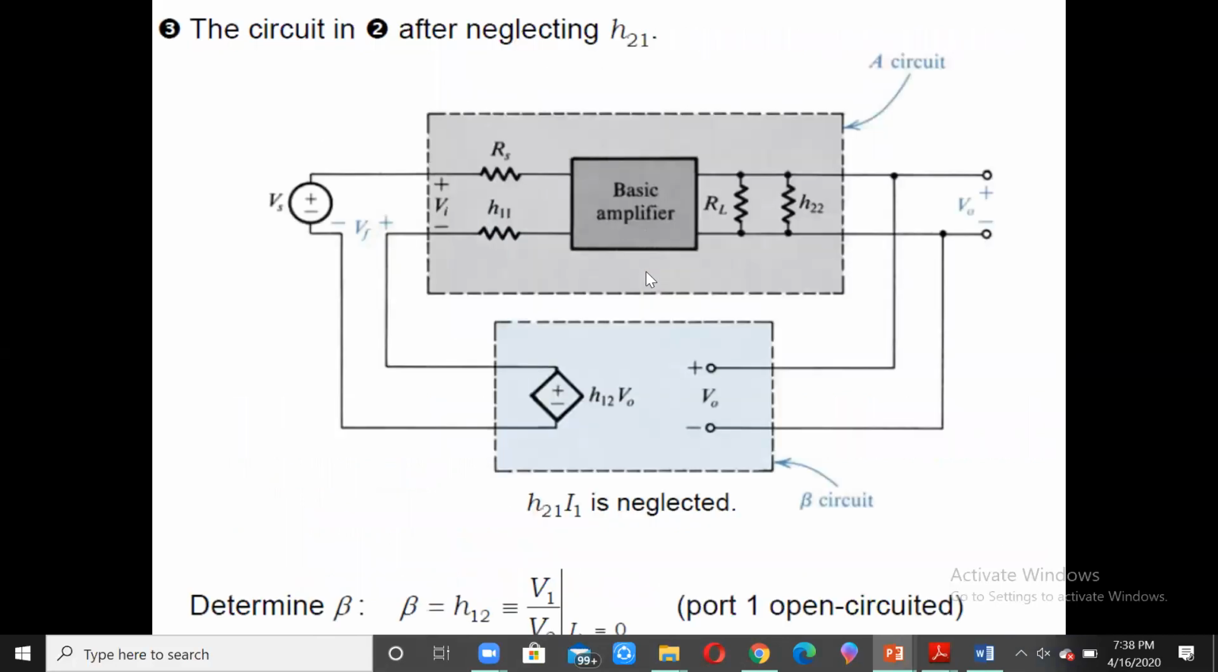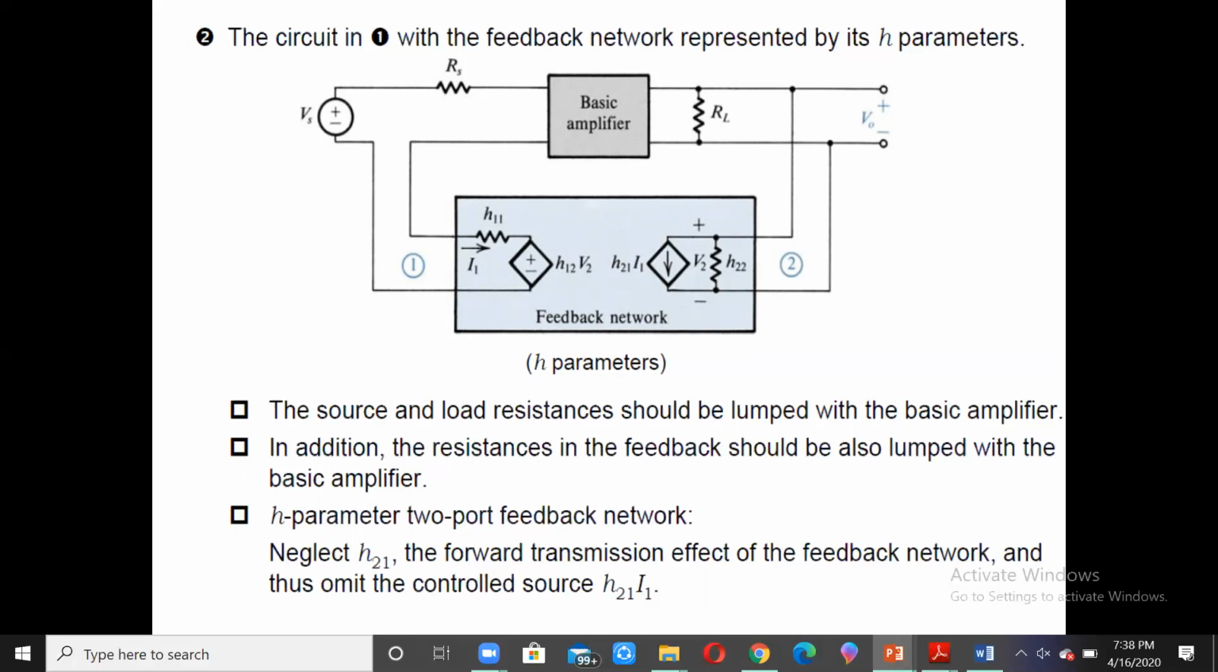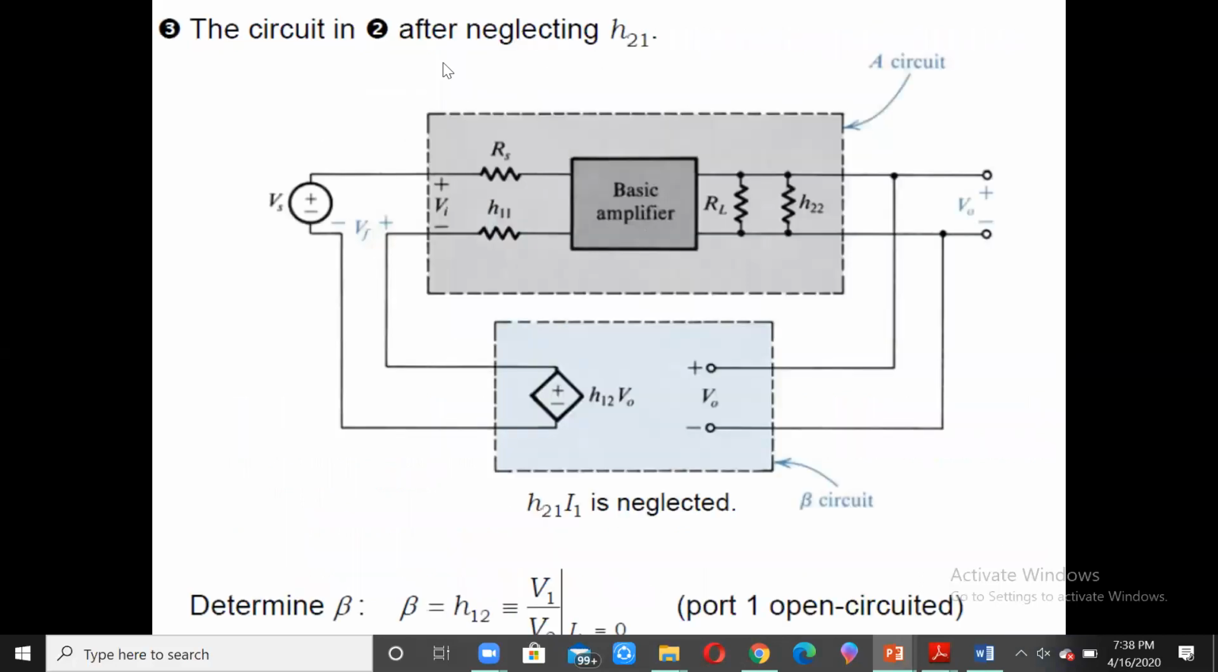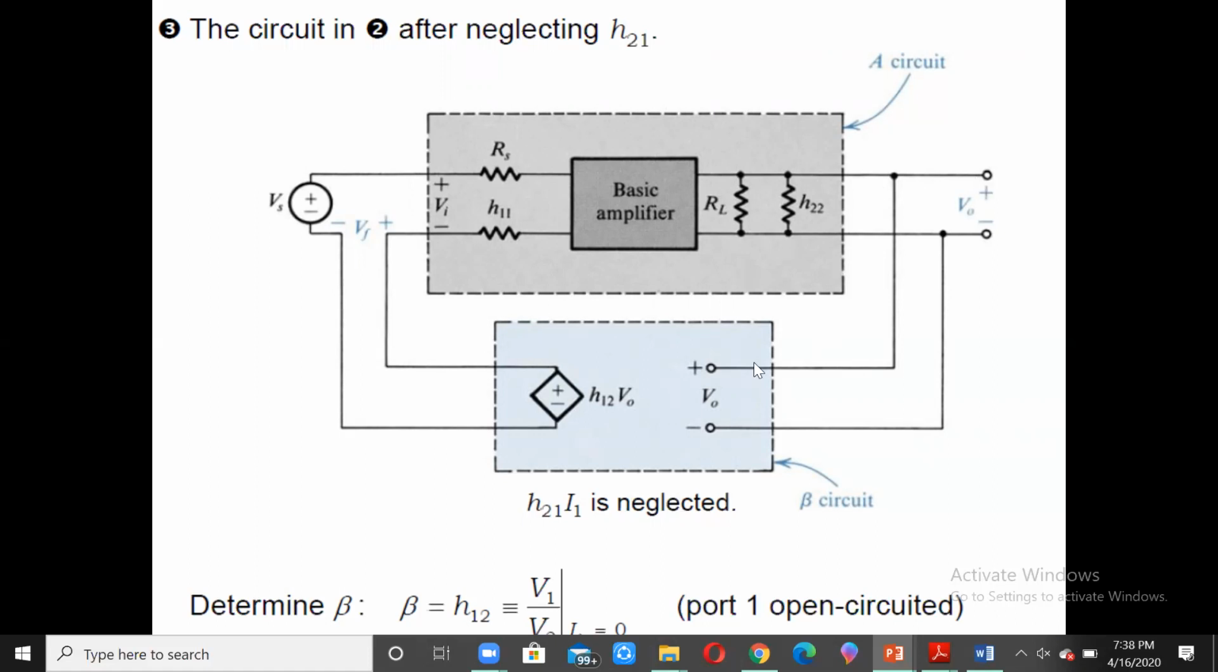So having neglected it, we can just try to write the circuit there as the one wherein H11 is shifted on this side, H21 is neglected, and H22 is in parallel with the current source over here, and that is shifted onto the output side of the basic amplifier. So it's not going to do any harm. H22 is going to come over here, that will come in parallel with this, and effectively we will have the value of the effective resistance over here.